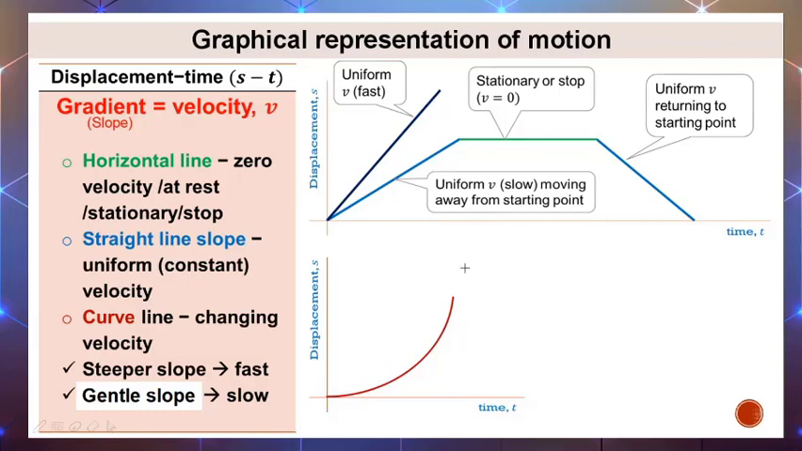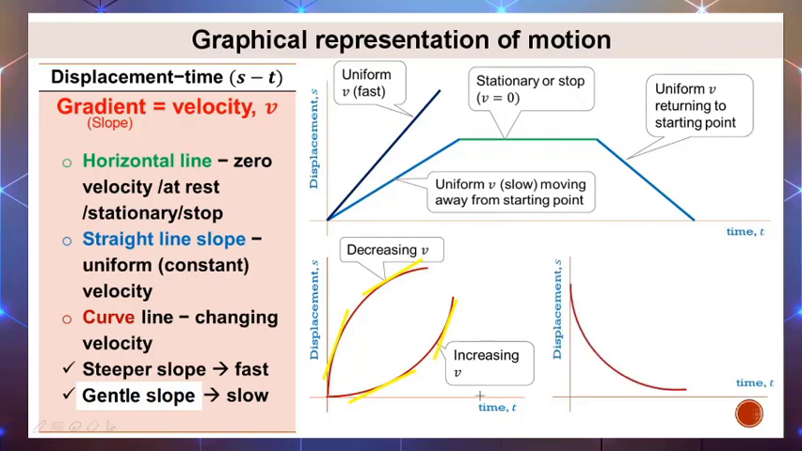Next, when you come across the curved line, you can see over here the slope of the curve is increasing. So, what does that mean? The velocity is increasing. The next curve, you can see over here, the gradient is decreasing. So, the velocity is decreasing.